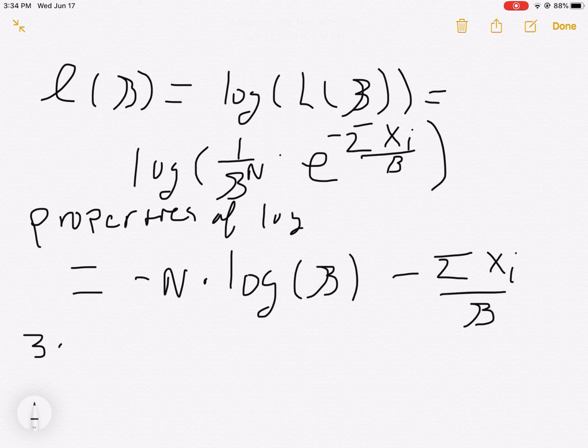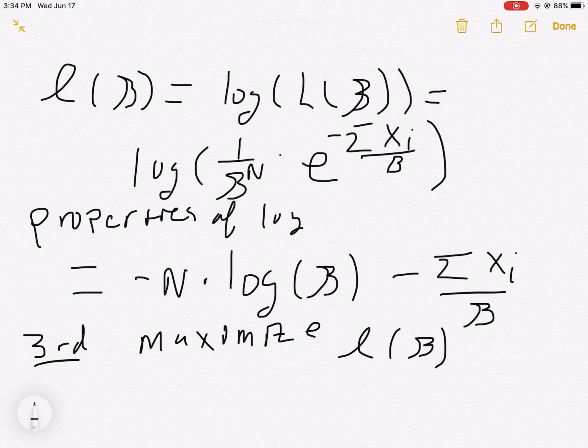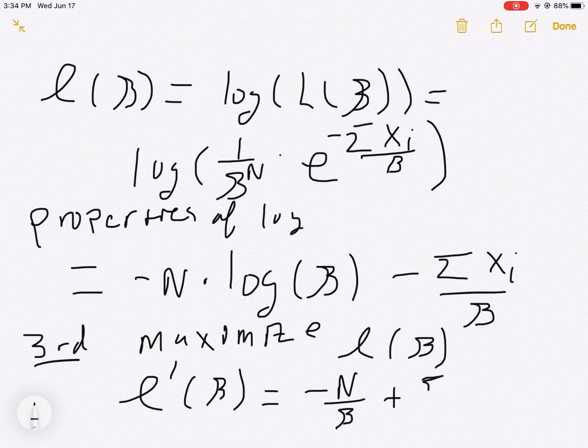Now, we're on to our third step, maximize l of beta. And I can maximize the log likelihood just by taking its derivative and setting it equal to 0. After all, that's what Calculus 1 says to do. So I'm going to do l prime of beta, so minus n over beta plus the summation of xi over beta squared. Remember, my variable is beta, so I differentiate with respect to beta, not x.